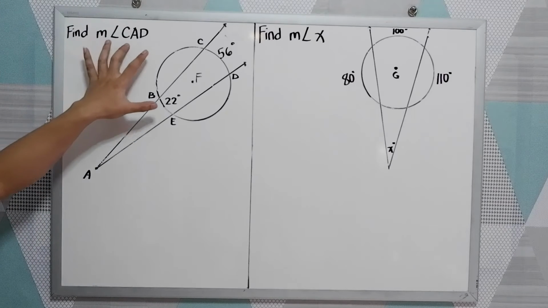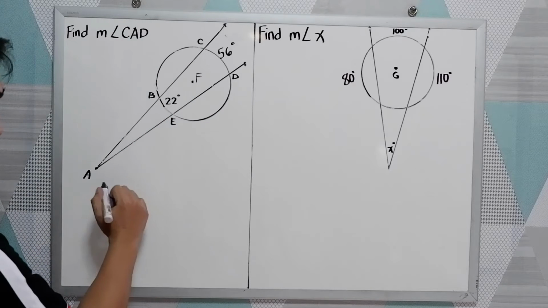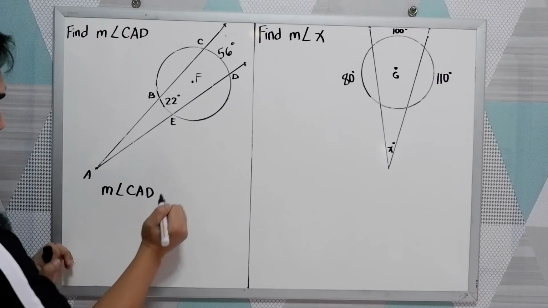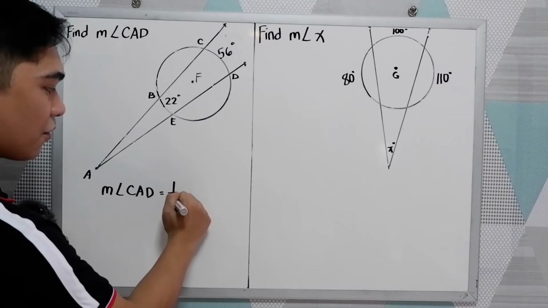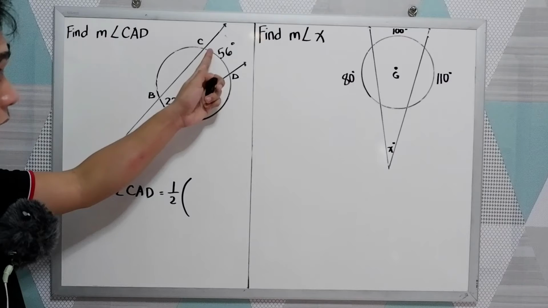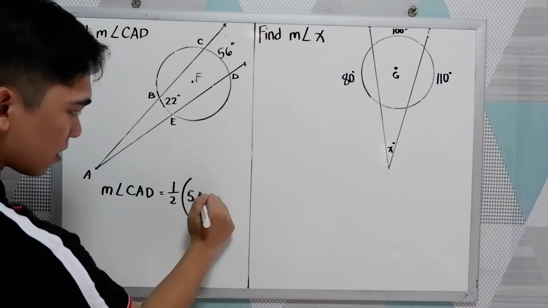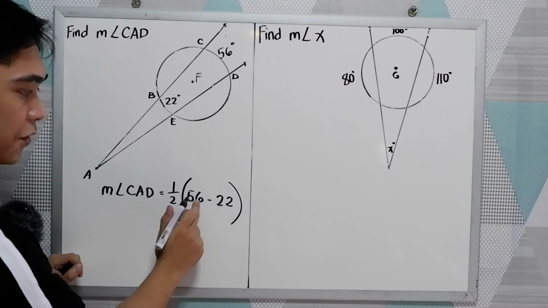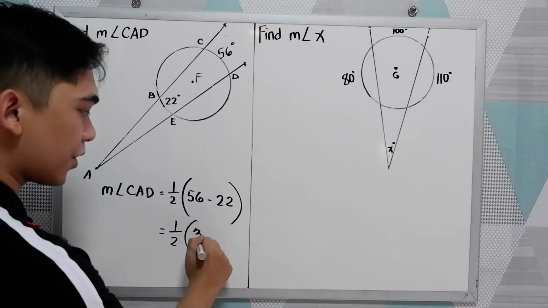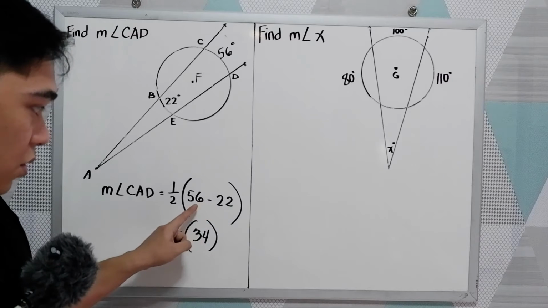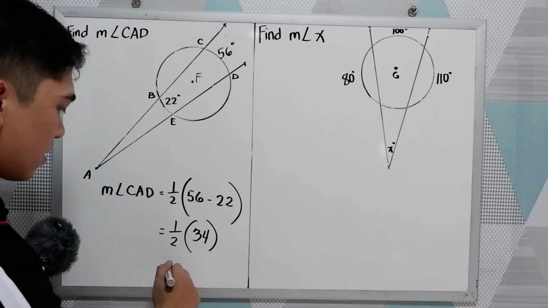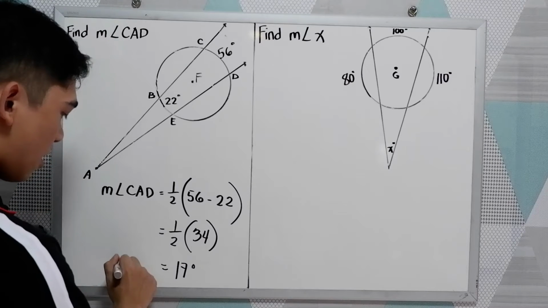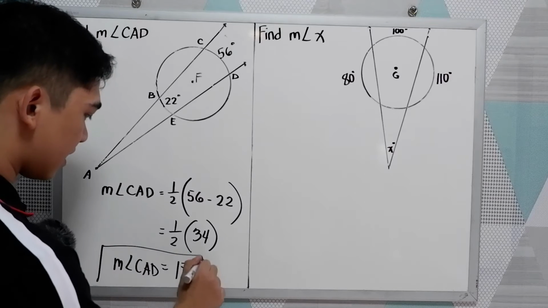Let us find the measure of angle CAD. In our theorem, the measure of the angle CAD, an angle formed in the exterior of the circle, is equal to 1/2 of the difference of its intercepted arcs. So we have here 56 minus 22. So 1/2 of 56 minus 22, that is 34, right? 6 minus 2 is 4, 5 minus 2 is 3. 34 divided by 2 is 17. So the measure of angle CAD is 17 degrees.